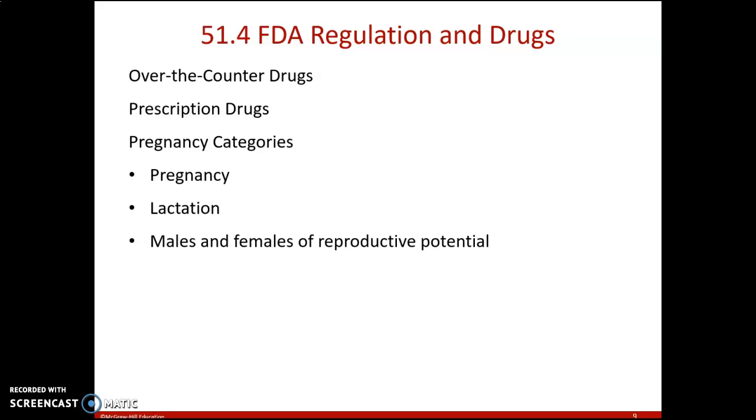So this continues to change. You may still see some drugs labeled with that A, B, C, D, or X, but many of them are switching over to that more informative, written out risk of the medication. So that covers our reading for this week.